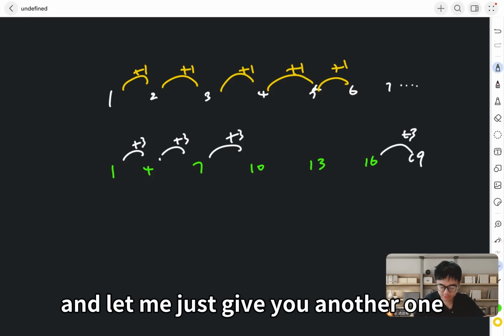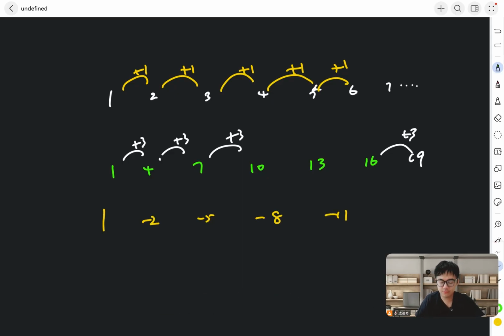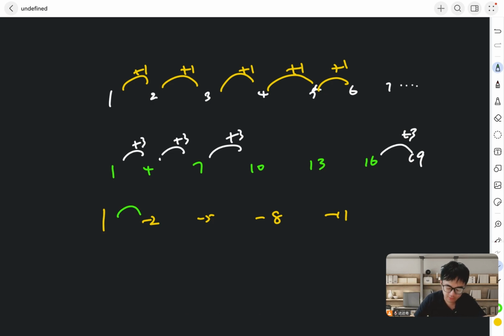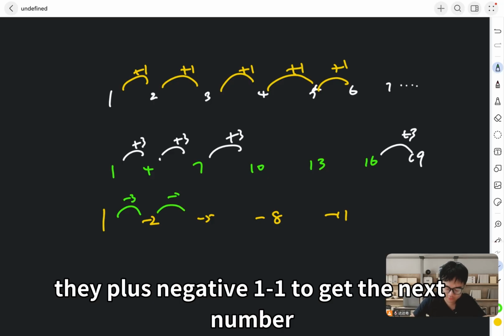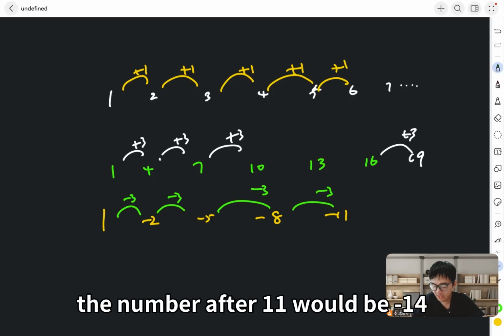And let me give you another one. So 1, minus 2, minus 5, minus 8, minus 11. So what is the next one? You see this still adds the same number between terms, but here they add minus 3, or subtract 3, to get the next number. So the number after minus 11 would be minus 14.